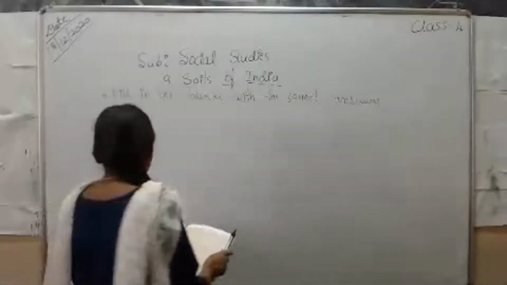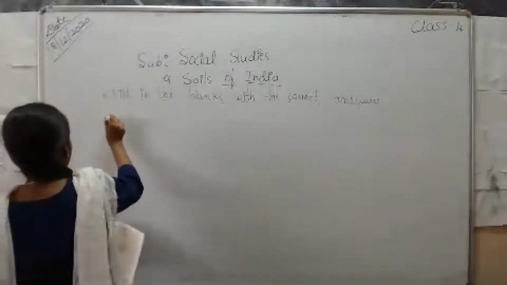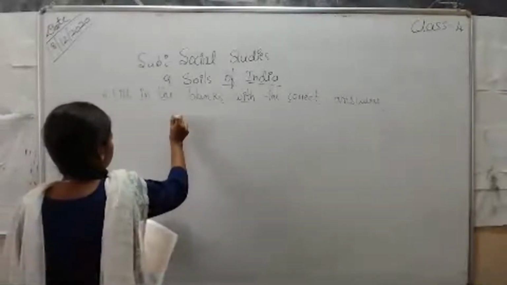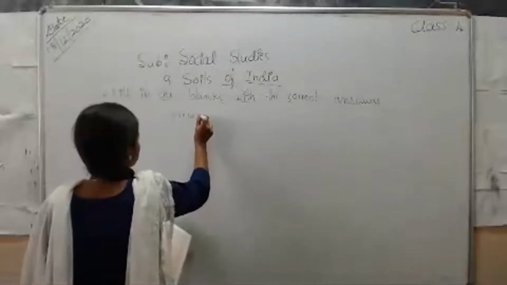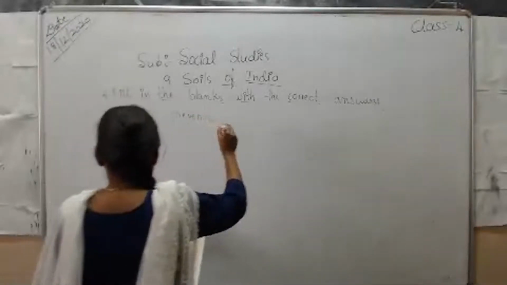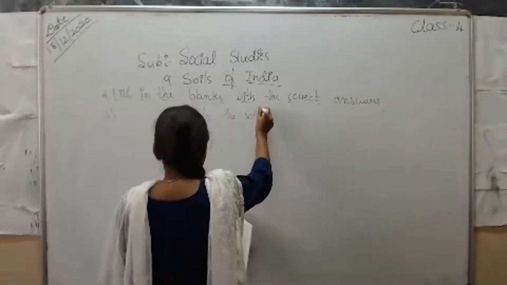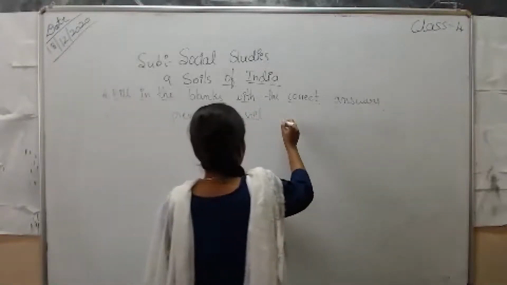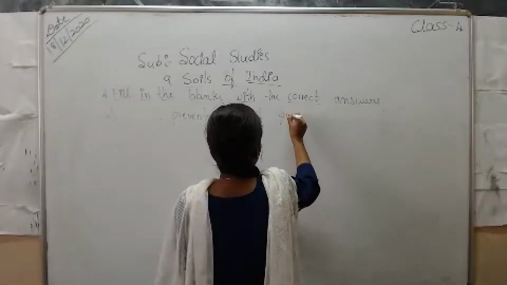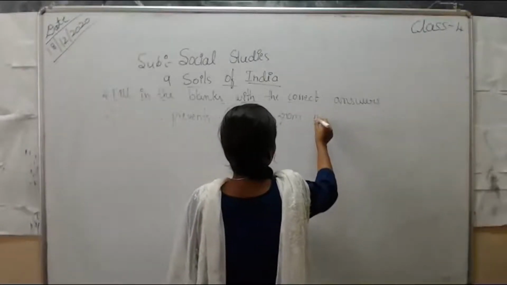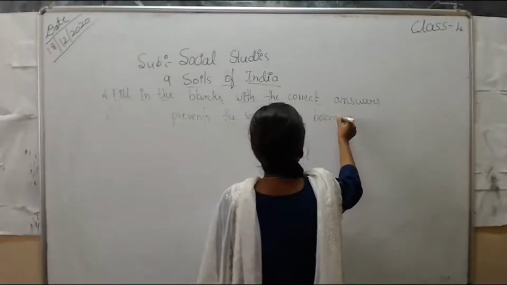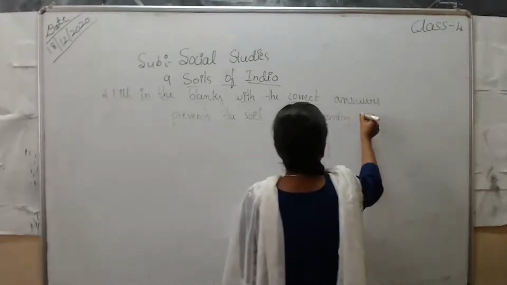And the fourth one: dash prevents the soil from becoming infertile.